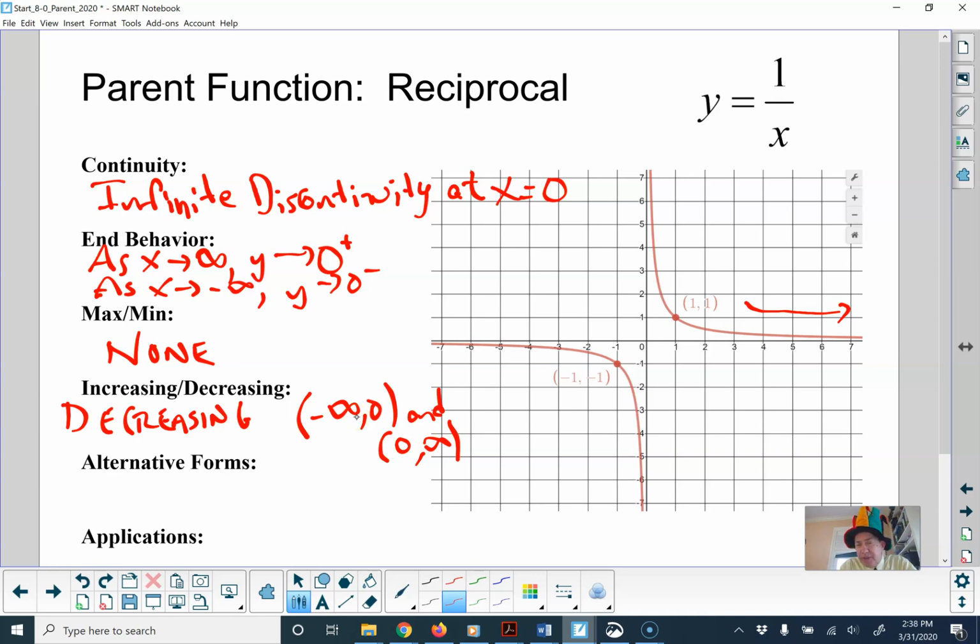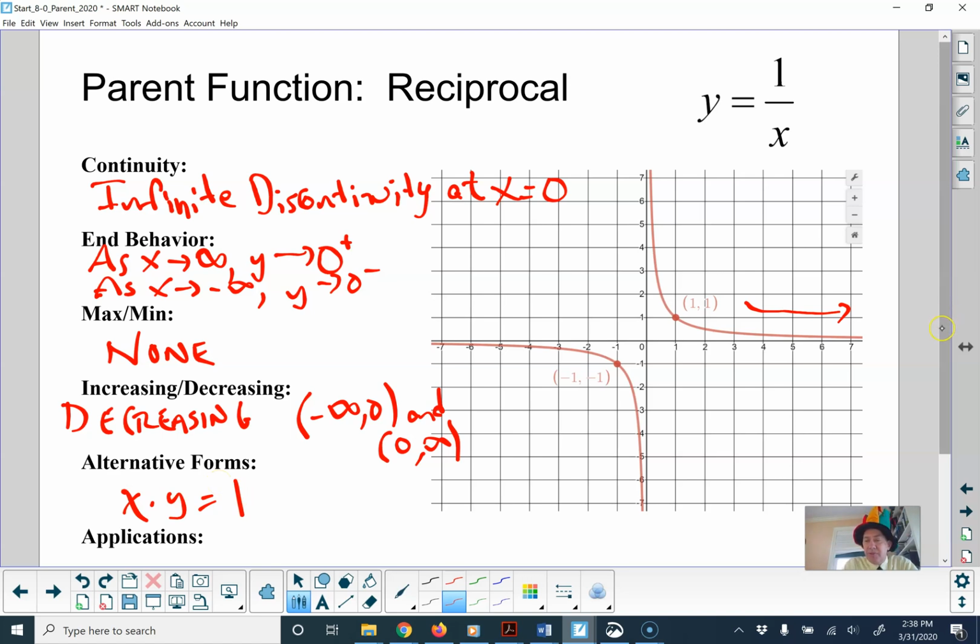An alternative form is kind of helpful. We'll get to this on the next one. If you multiply both sides by x, you get x times y equals 1, which is kind of interesting. And that's why you get some of these good points. You get x equals 5, y equals 1/5. X equals 10, y equals 1/10. You multiply them and you get 1, and you have all sorts of good things.